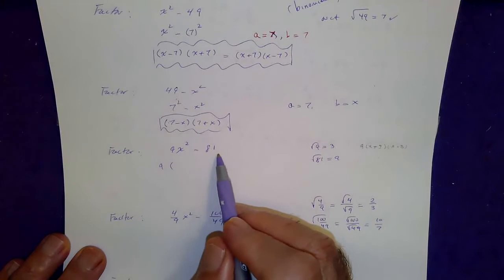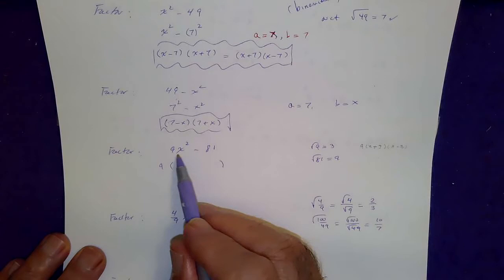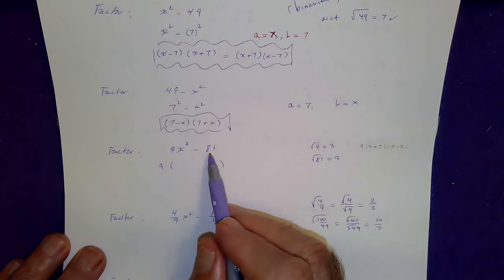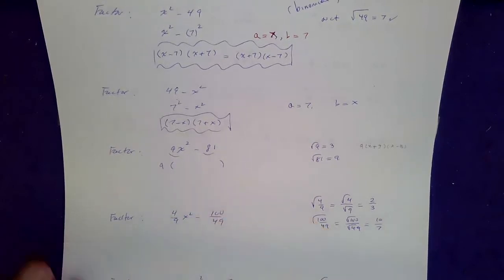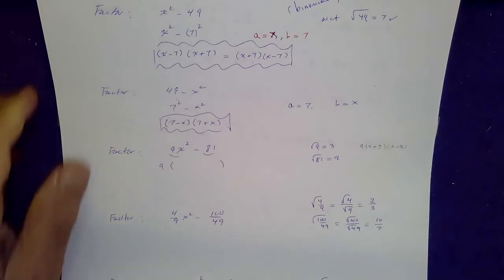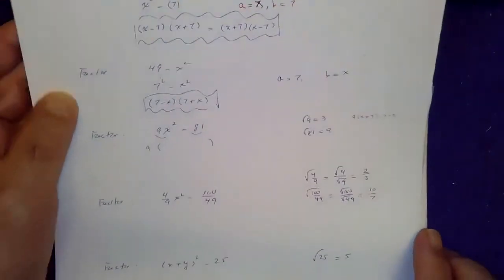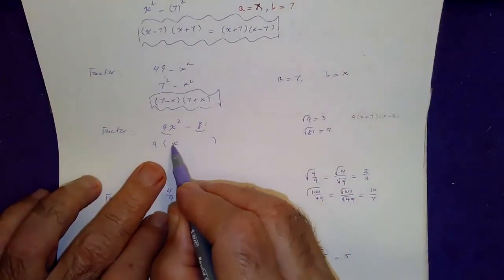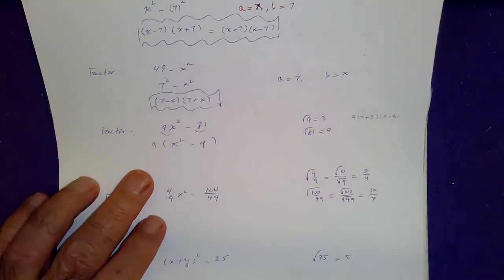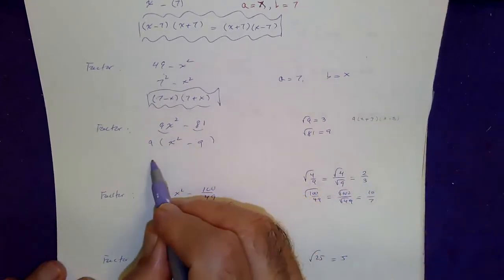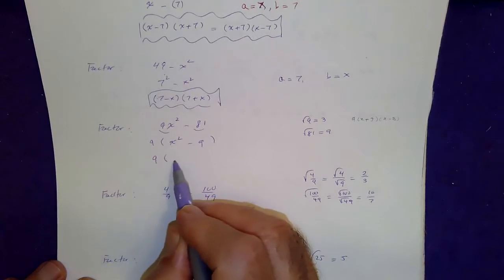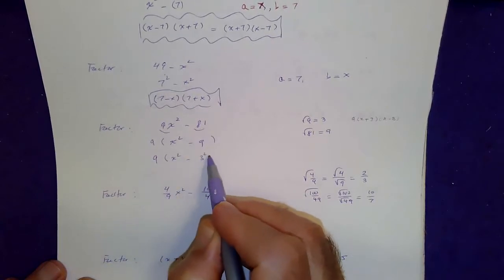Sometimes, yes, you do have a binomial. Yes, there is a difference. Yes, these are squares. They are powers of 2. 9 is 3 squared. 81 is 9 squared. But first, you have to see if these have anything in common before you use the formula. In this case, 9 is in common, so I'm going to pull that out. And now, aha, inside the parentheses I have a difference of two squares, but the 9 goes to the right. So this would be x squared minus 3 squared.